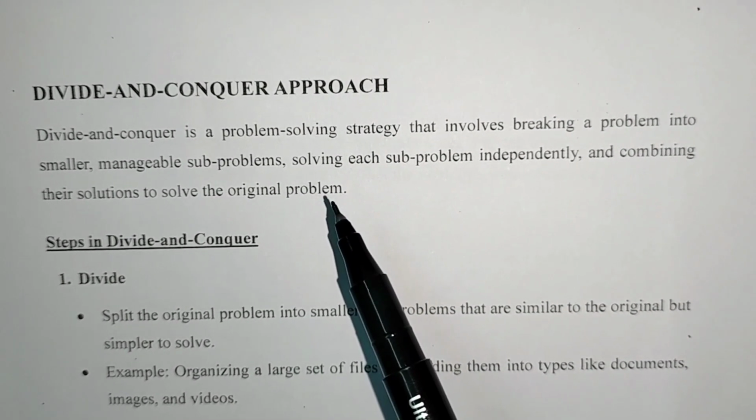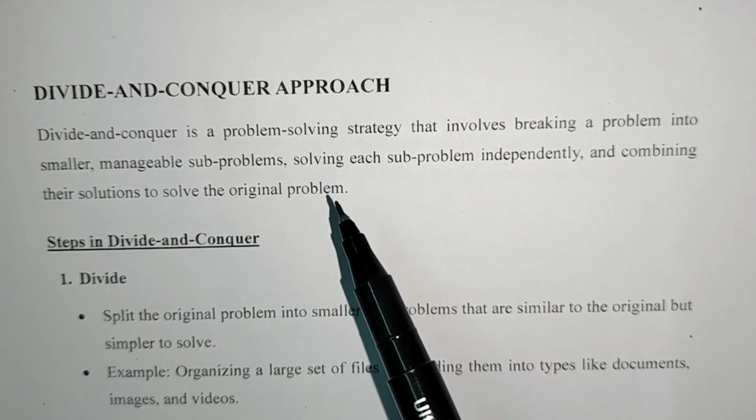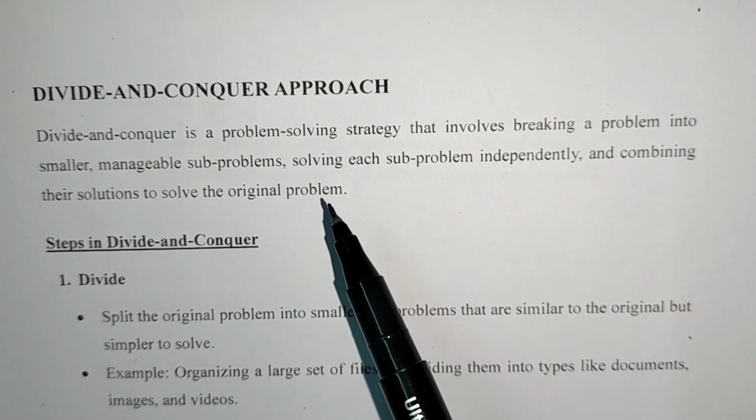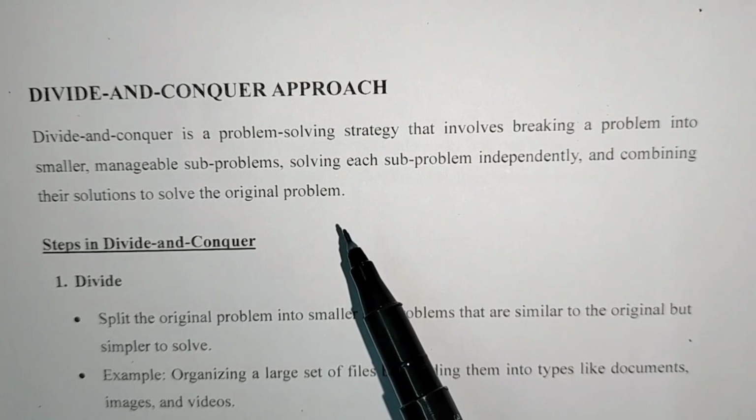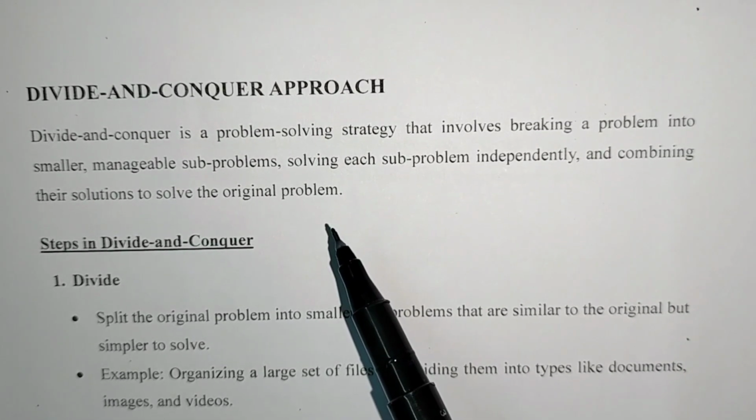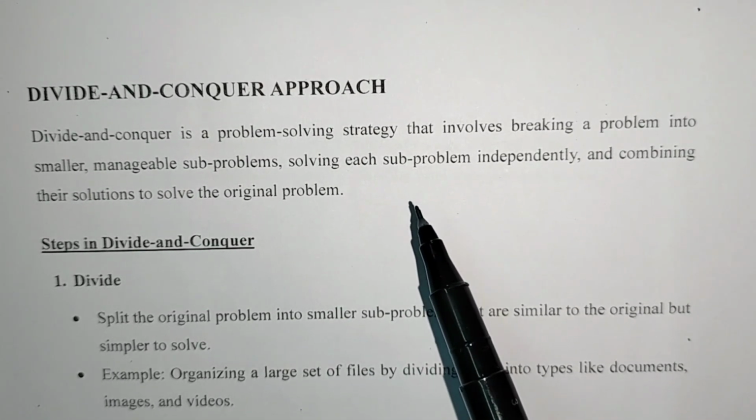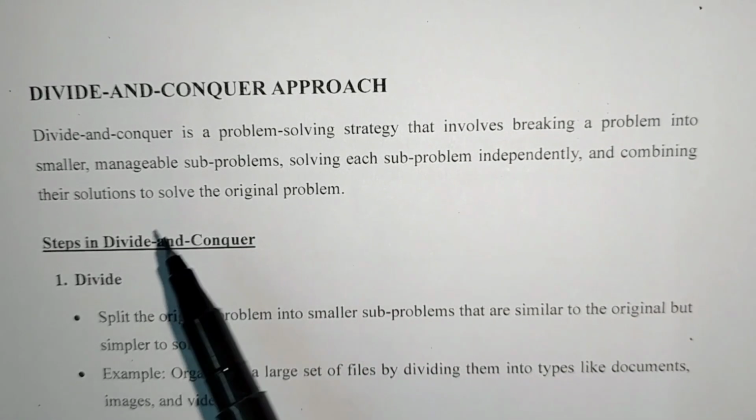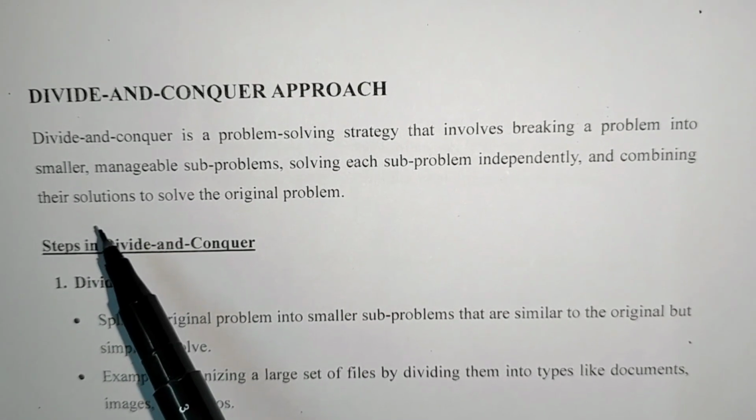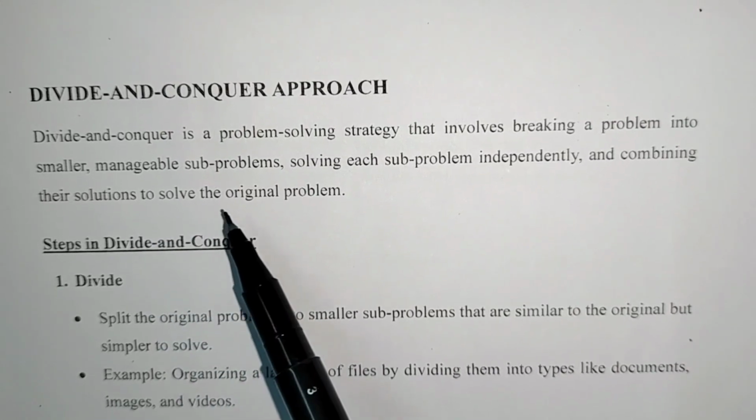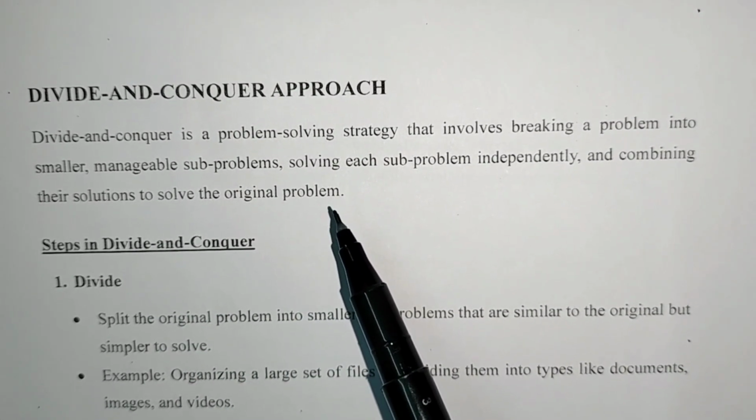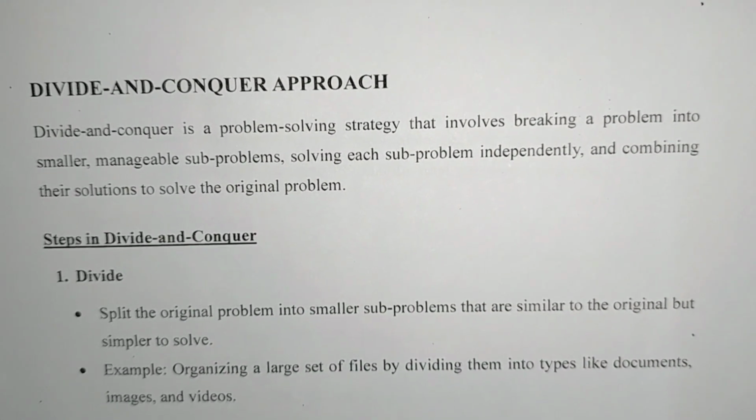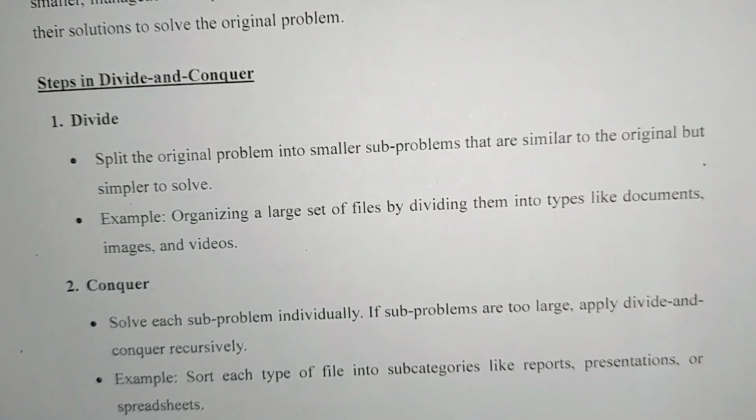In this approach, what we do is we divide a complex problem into subproblems so that each subproblem can be easily manageable, and then we solve each subproblem and finally combine their solutions, that is each subproblem's solutions, to solve the original problem. Okay, now what are the steps we do in this approach?